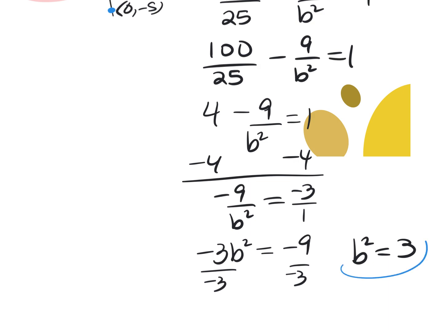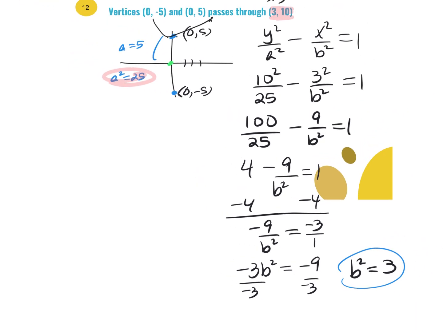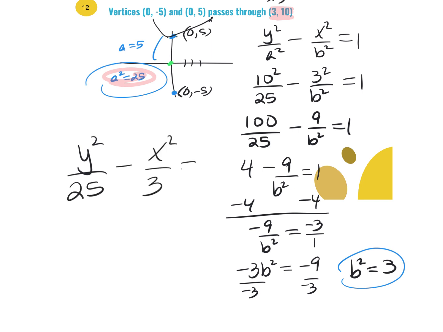So now I have b squared. I have a squared from finding the distance from the center to that vertex, and now I can fill everything in. So then next, my final answer here is going to be y squared over 25 minus x squared over 3 equals 1. And I'm done.